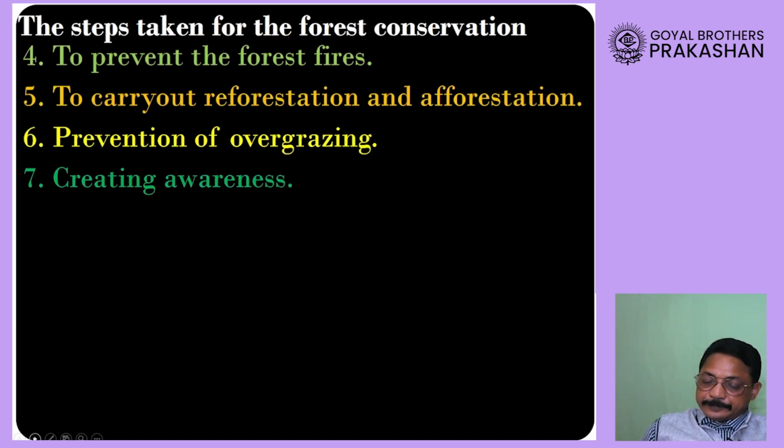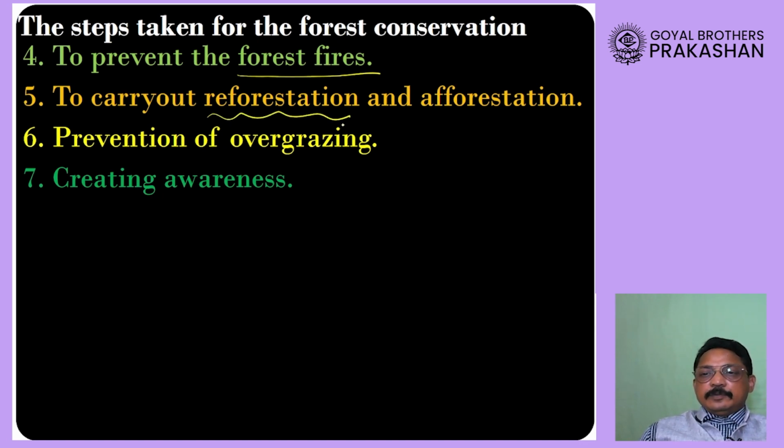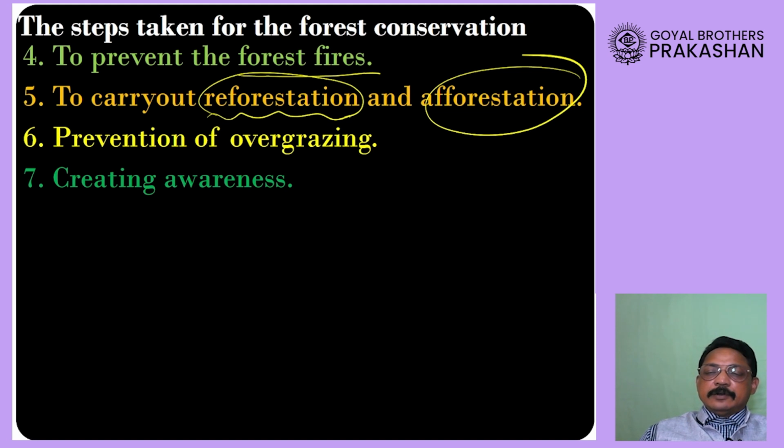Now, next are more steps that can be taken. Forest fires can be controlled by making a fire line. Second, they also carry out reforestation. If deforestation is done in a place and we plant trees there again, we call it reforestation. Whereas afforestation means growing trees in areas where trees were never grown, so carrying out tree plantation at a new place. Then the government also has to control overgrazing, and of course the government has to create awareness.